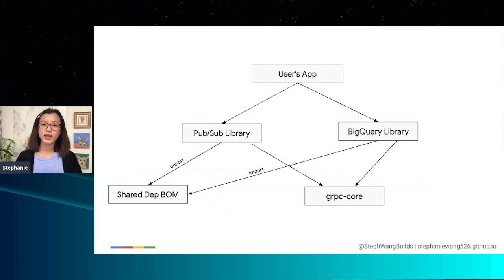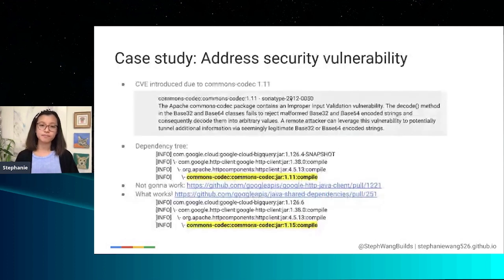So what's happening now is if a user is pulling in the PubSub client library and also the BigQuery client library, these two libraries are directly importing the Google Cloud Shared Dependency BOM to manage the common dependencies' versions. And because they're flattened, we know that the user's app is going to be getting the exact versions that we build and test against from the shared dependency BOM. And also they can be pulling in some other BOMs like gRPC core. And again, because our client libraries on this level are flattened, we again ensure that our user's app is getting the version that we think they are getting.